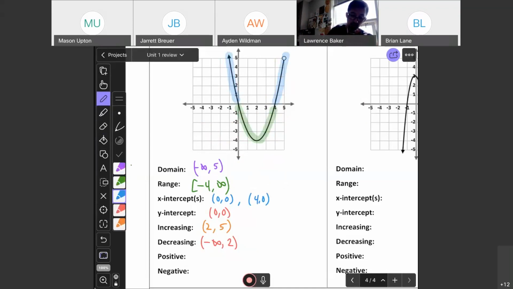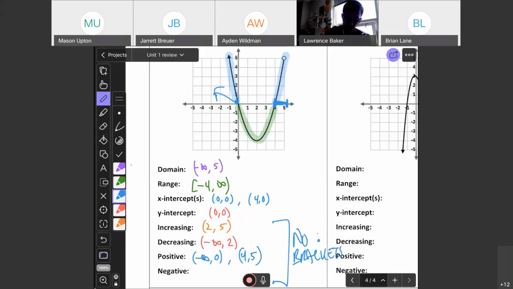Everything from here, that way, is above. How do we write that? Always from left to right, from negative infinity to 0. Parenthesis, parenthesis. We do not include the 0 because it's not positive, it's 0. Where else? It starts at 4, and it's above the x-axis this whole time, between 4 and 5. Parenthesis, parenthesis. We don't include those points. No brackets.